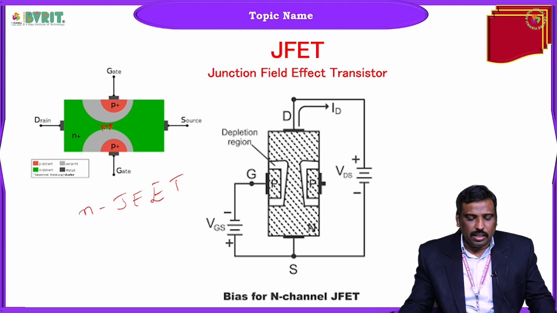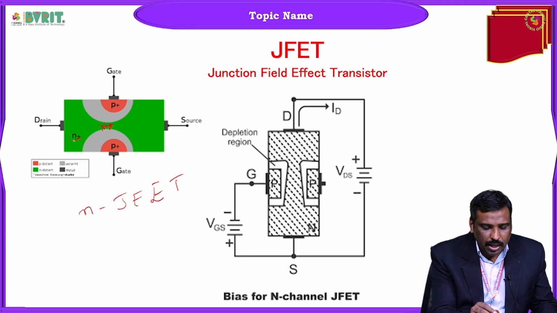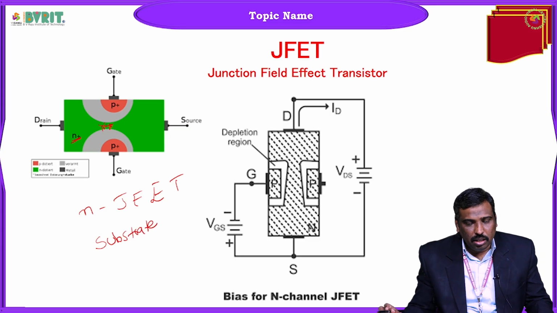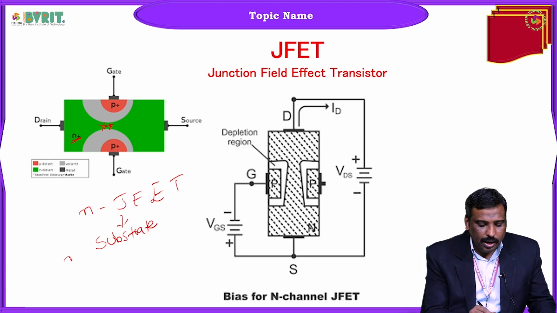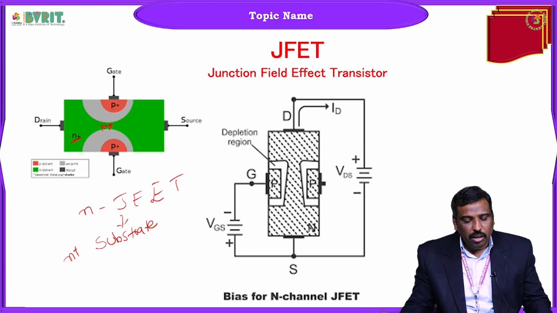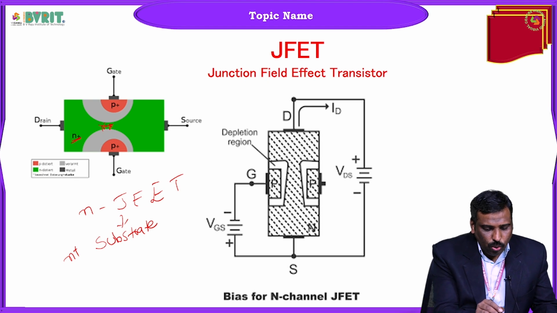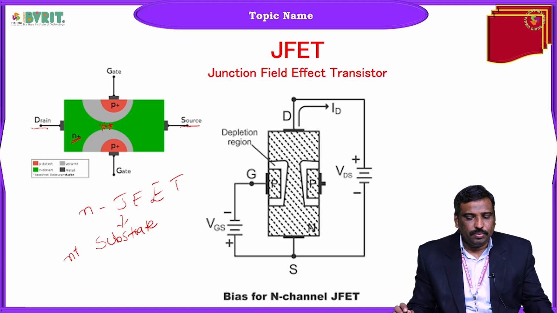In order to construct an N-channel JFET, we use an N-type semiconductor material, which we call the substrate. We use an N or N plus substrate doped with N-type material. After getting this N-type substrate, the two ends of the substrate act as the drain and source.